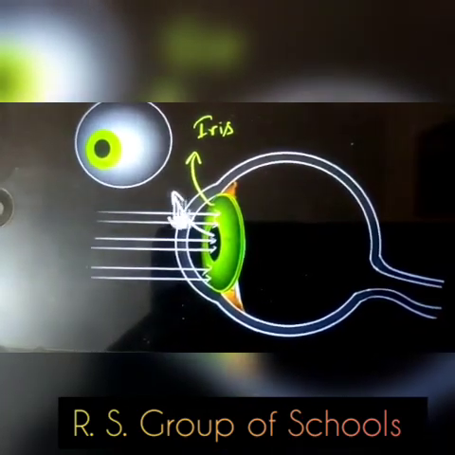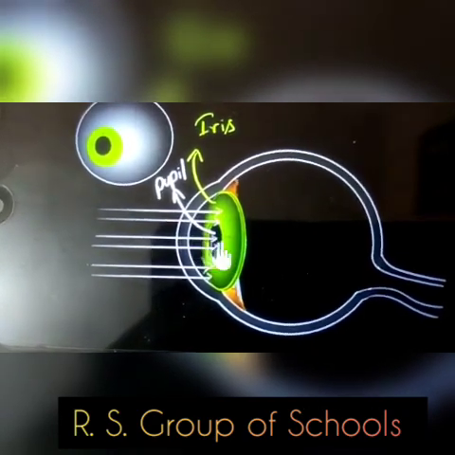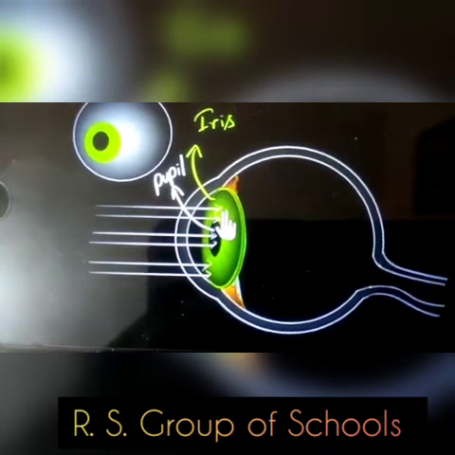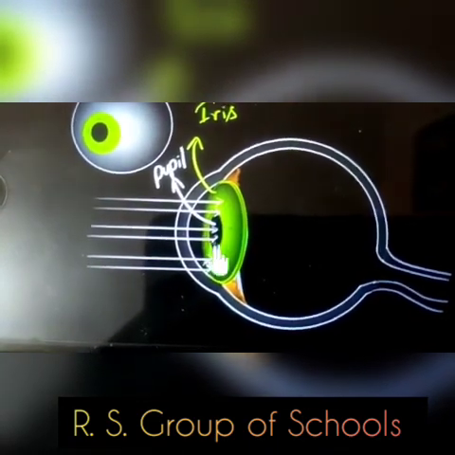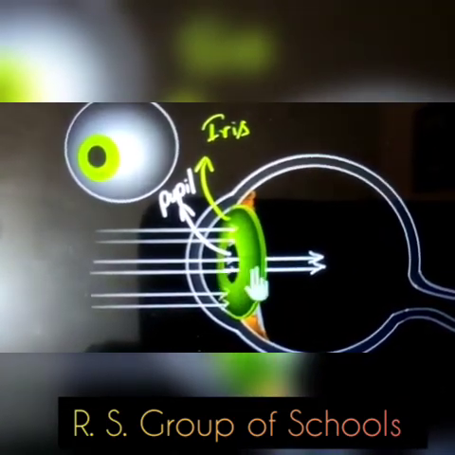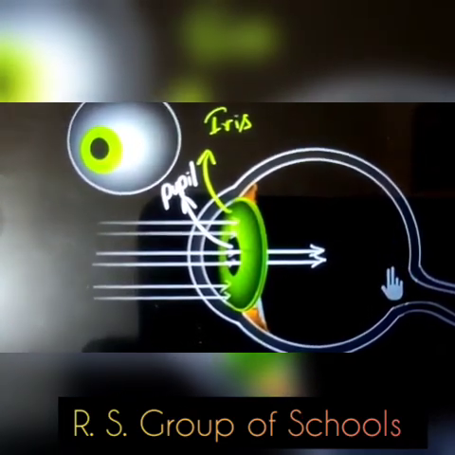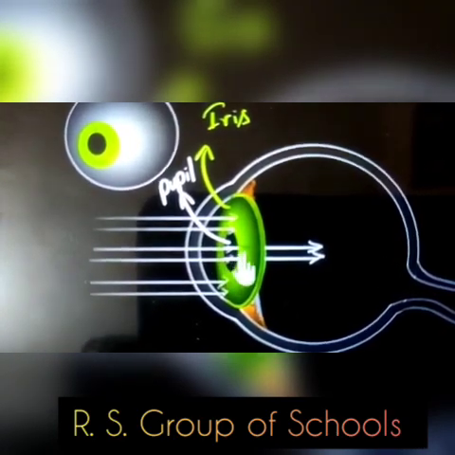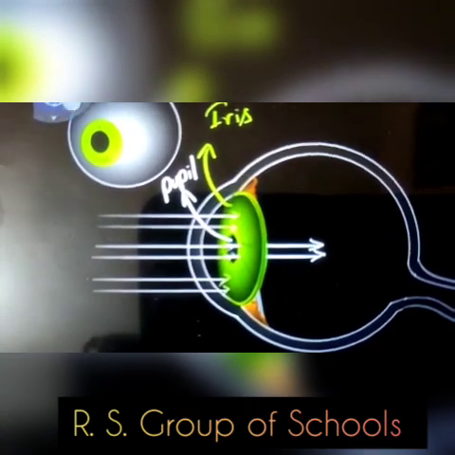In the center of the iris there is a hole that is called the pupil, this one. It is a variable hole which changes its size according to the intensity of light, and now I am going to show its variation. See, when the intensity of light is high, meaning very bright light, then the pupil decreases its size. Look at the diagram. The intensity of light is very high, then the size of the pupil decreases like this.